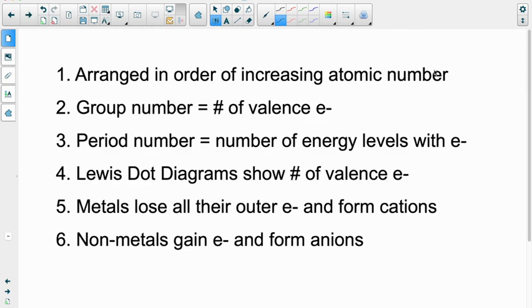So, quick summary of what we learned. The modern periodic table is arranged in order of increasing atomic number. The group number tells you the number of valence electrons. The period number tells you the number of energy levels with electrons in them. The Lewis dot diagram shows the number of valence electrons. Metals lose all their outer electrons and form cations. These are the positive ions. And then non-metals typically gain electrons and form anions.